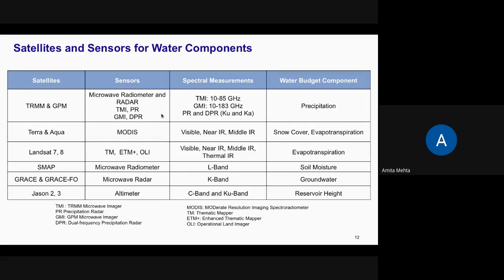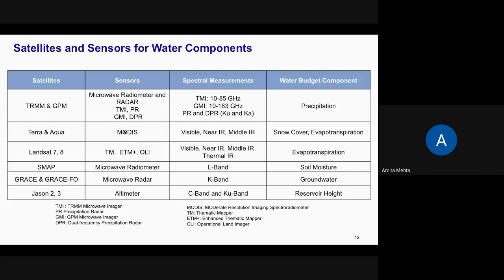Okay, so here is again a table. You can use this as your reference in future if you're looking for any of these data sets. In addition to what we talked about, this lists all the sensors, which we don't have a lot of time to go into, but at the end I will provide you a link where you can go and know more about all these sensors. So again, for precipitation, it's basically microwave radiometer and radar.